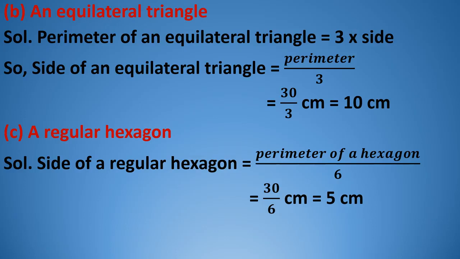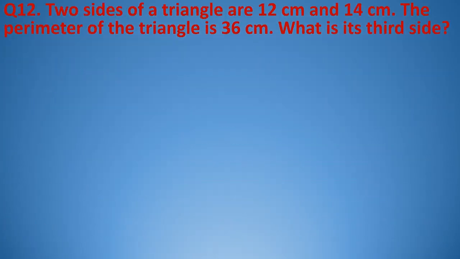See the next question. Question number 12. Two sides of a triangle are 12 centimeter and 14 centimeter. The perimeter of the triangle is 36 centimeter. What is its third side? What is given to us? Two sides of a triangle, they are of 12 centimeter and 14 centimeter. And then perimeter is given, which is 36 centimeter. You have to find out the third side of the triangle.